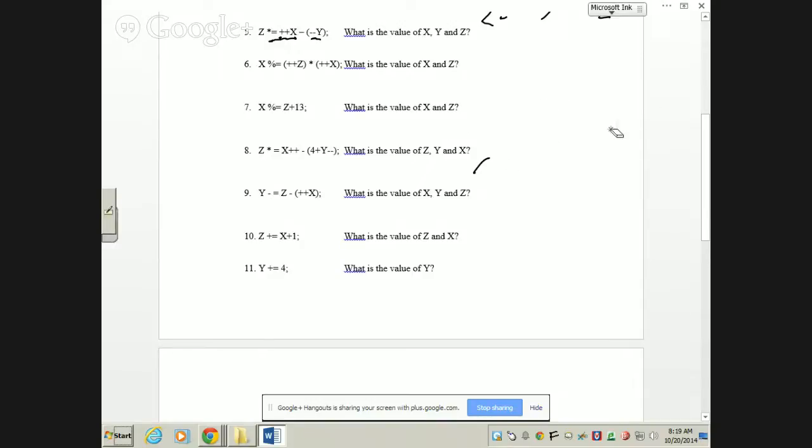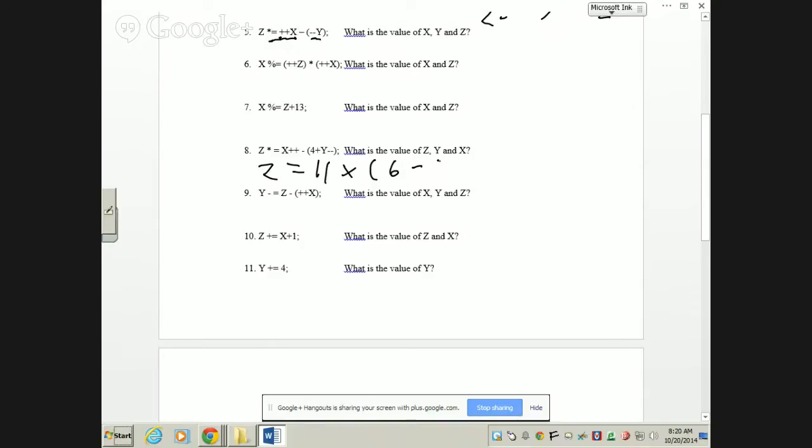Number 8, we have z times equals x plus plus. So here we have the post increment operators. That means that x is going to increment after the assignment takes place. Okay, so let's write this out. So this becomes z equals itself, which is 11, times x plus plus, so that means the increment takes place after the assignment. So for now, x still has its original value, which is 6.